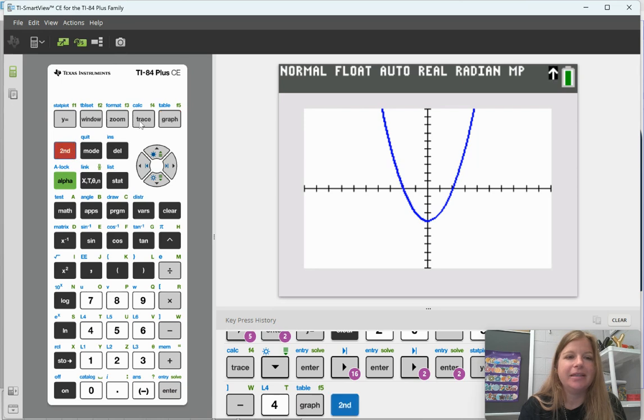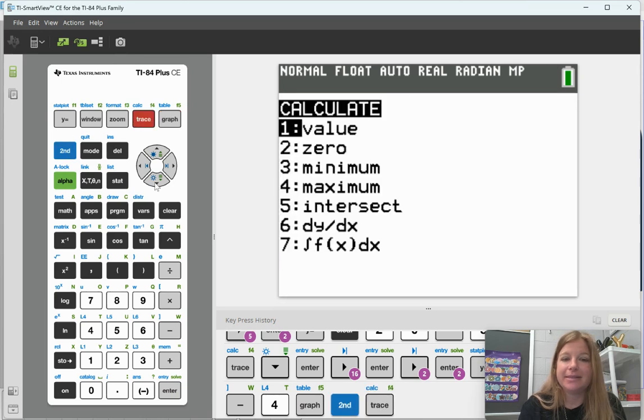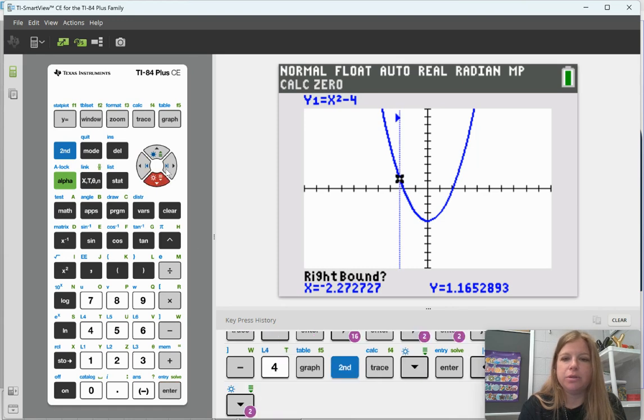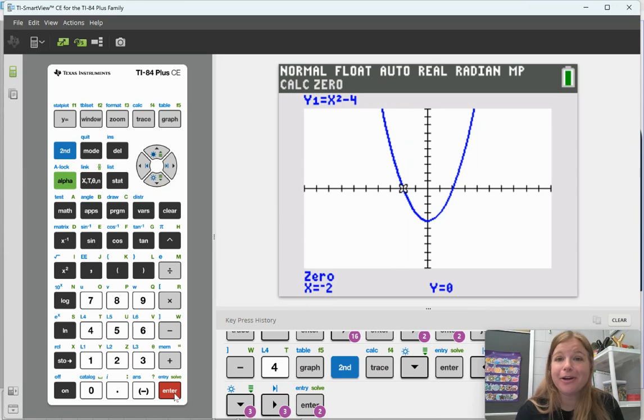So second trace, second option, go down to 0. Now I have 2 zeros that I can calculate. So if I say I want to be left bound, maybe I'll start with the one on the left, press enter, head over to the right, press enter, press guess, and yes, we are correct. Our first 0 is -2.